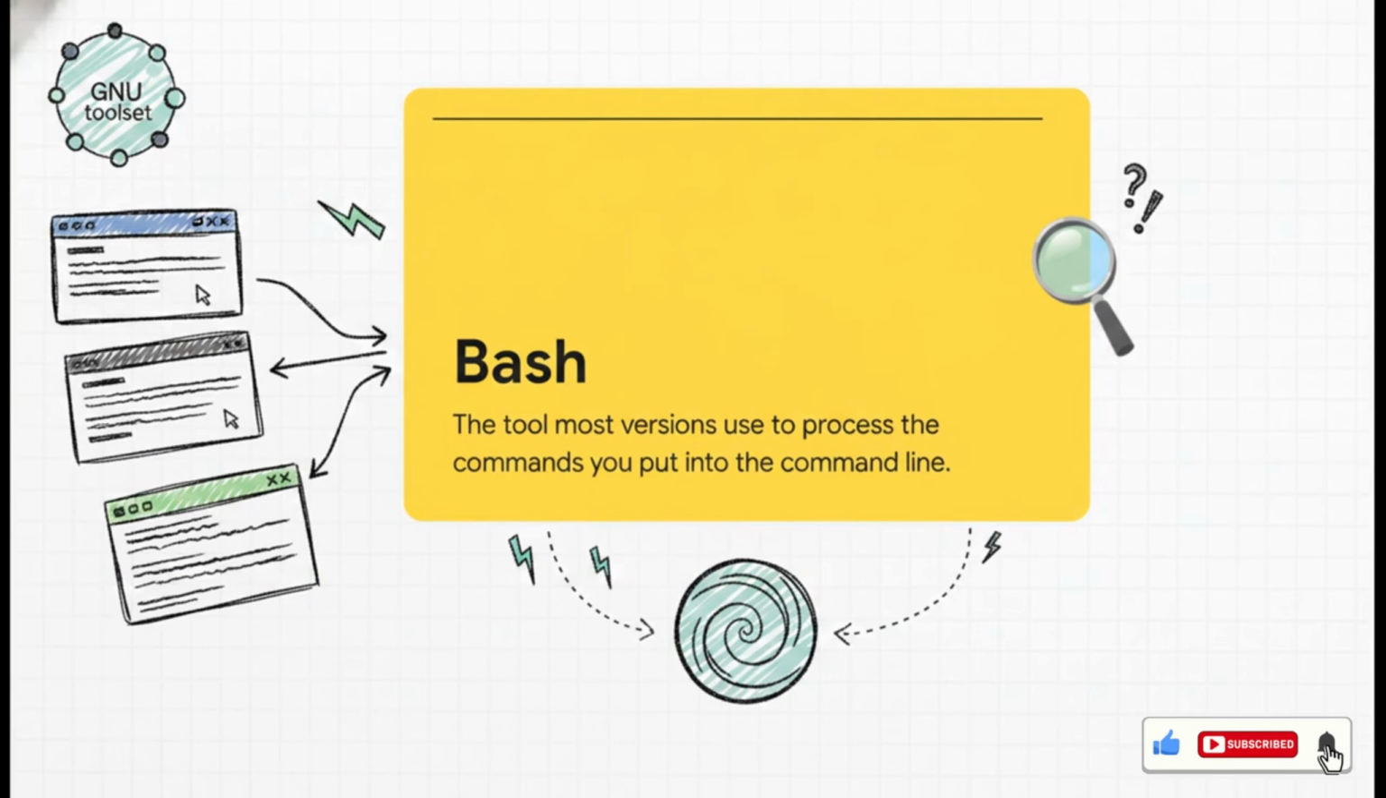Now, one of the most important programs in that entire GNU toolset is the shell, specifically bash, which stands for the Born Again shell. This is the tool most Linux versions use to process the commands you type into a command line. It's your direct line of communication to the computer. And hey, here's a super surprising fun fact for you. Did you know that macOS natively uses bash for its command line too?